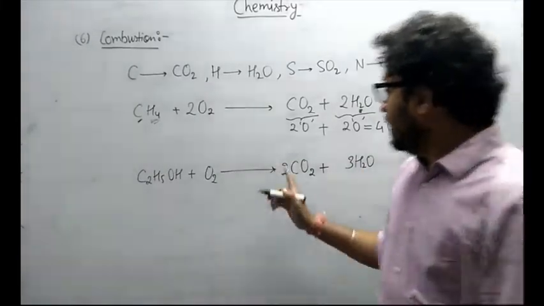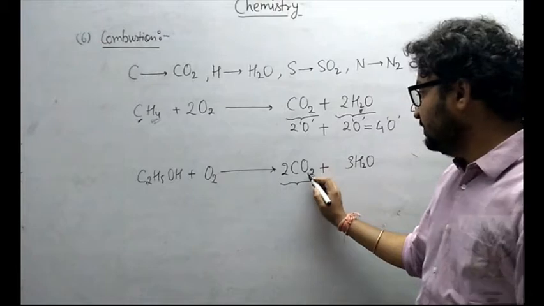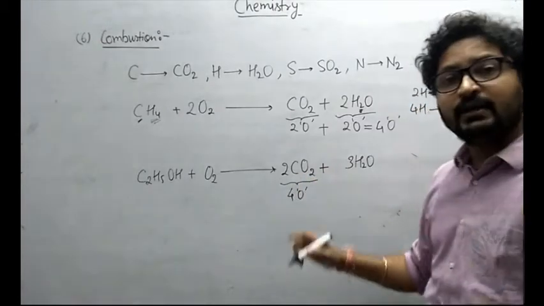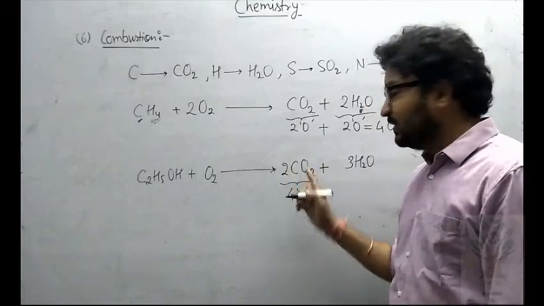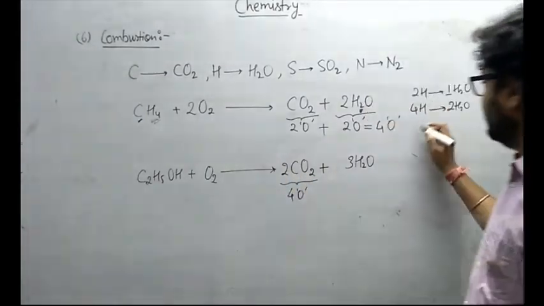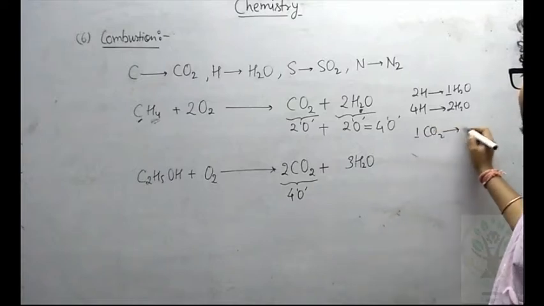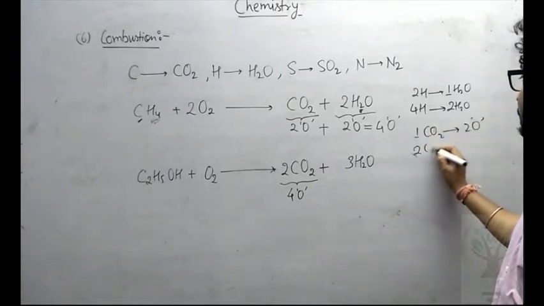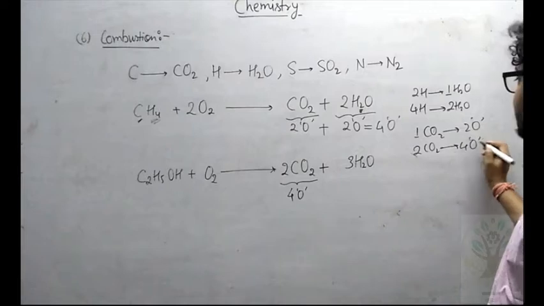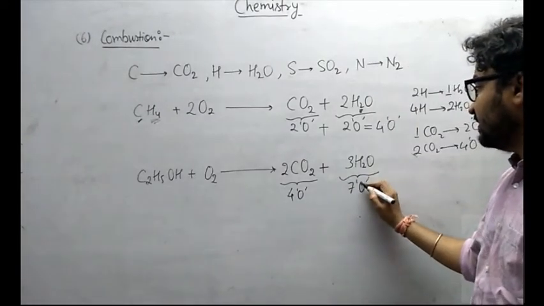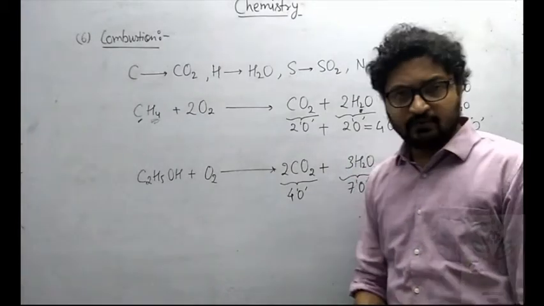Good. Now how many oxygen can you see here? 2 and 2, 4 oxygen. Each CO2 contains 2 oxygen, so 2 CO2 will contain 4 oxygen. Can you see this? 1 CO2 contains 2 oxygen, so 2 CO2 will contain 4 oxygen. So here we have 4 oxygen. Can you count oxygen here? Here how many oxygen do we have? 7. Here we have 7 oxygen.